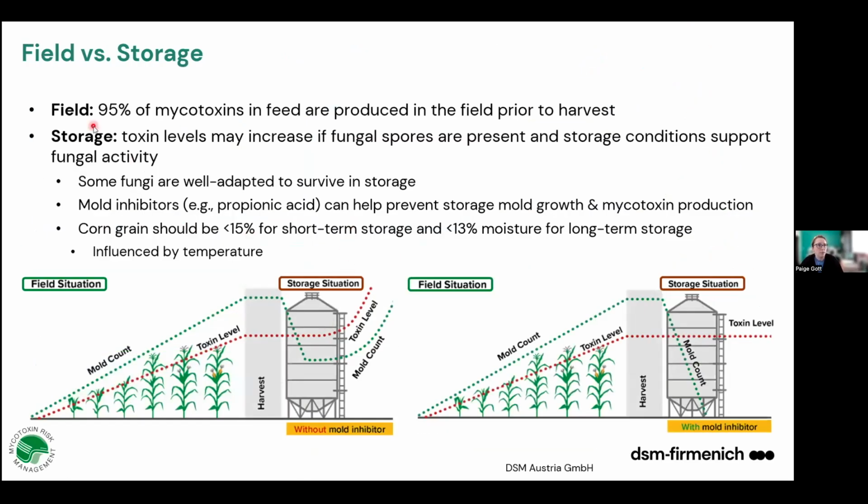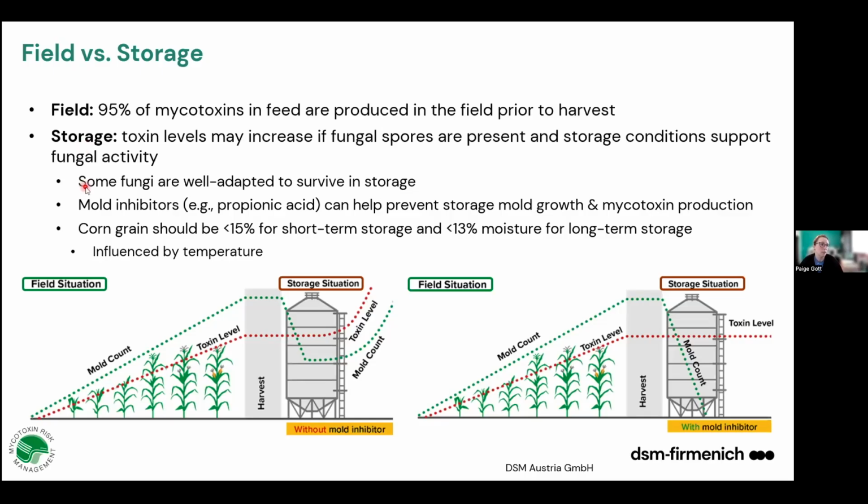When we look at field versus storage, generally with the testing that we do, especially in North America, the vast majority of contamination we see is associated with production in the field. Some reports are that it's 95% of the mycotoxins in feed are produced in the field prior to harvest. So again, the trichothecenes, the fumonisins, and the zearalenone are really a lot of what we think of, especially in North America. But not to be overlooked is the potential, again, for additional accumulation and contamination to occur in storage if there's fungal spores present that can continue to have fungal activity and increase contamination.